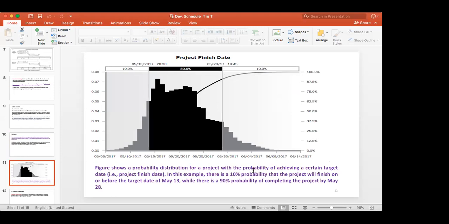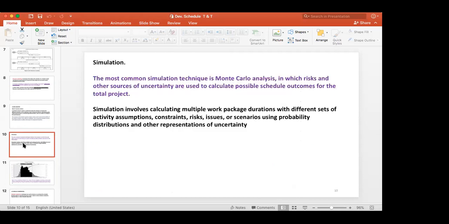Likewise, it says there is a 10% probability that the project will finish on or before a date. So the dates are different. By 28th, there's a probability of 90% of completing this. Otherwise, by 13th of May, it's only 10%. So that is how the simulation process goes. It's highly mathematical, so you should have some understanding. No need to memorize this by heart. This is a simulation. It's a technique. It's a data analysis.